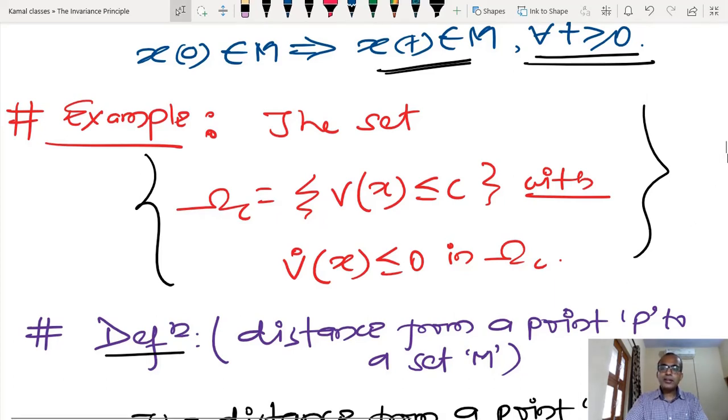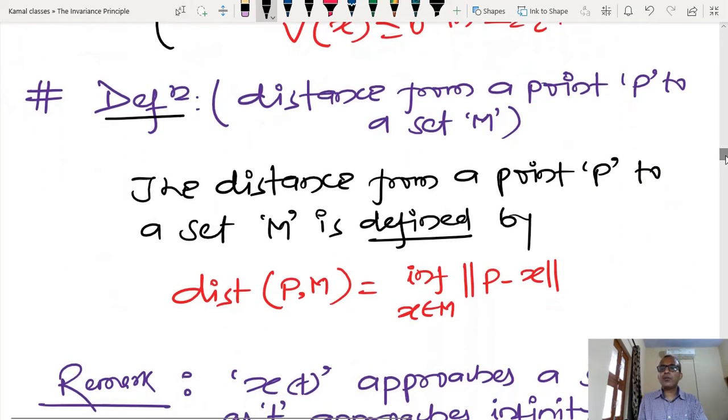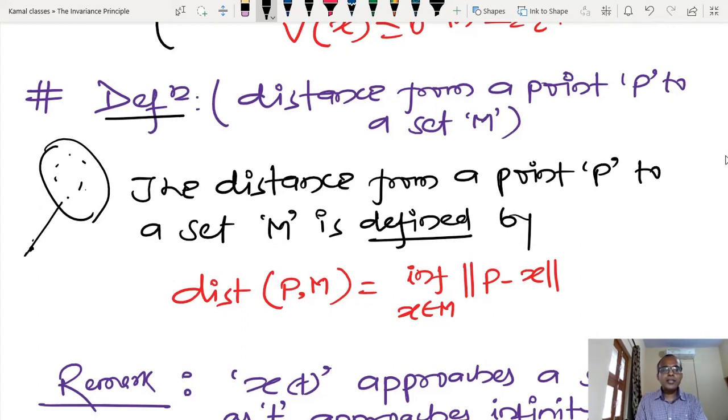Now another definition that is required is the distance from a point P to a set. I have a certain point and suppose I have a set. The set has infinite points, so how do we measure the distance from the point to the set? The distance from the point to the set is defined like this: you can take any norm, either 2 norm, infinity norm, or 1 norm, that doesn't matter, and you have to select the infimum. Infimum value means the minimum of all distances between P and X. Suppose M is the set. Inside the set I have infinitely many points. What we are going to do is select the closest distance. That is the distance from P to M. In that way we are defining this.